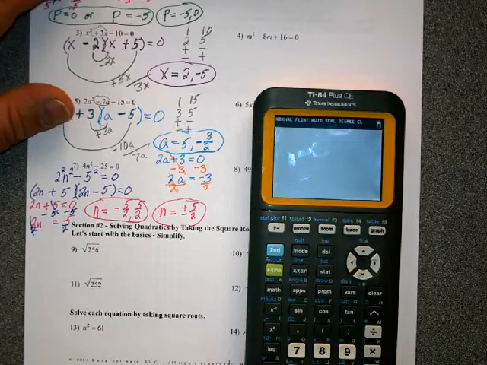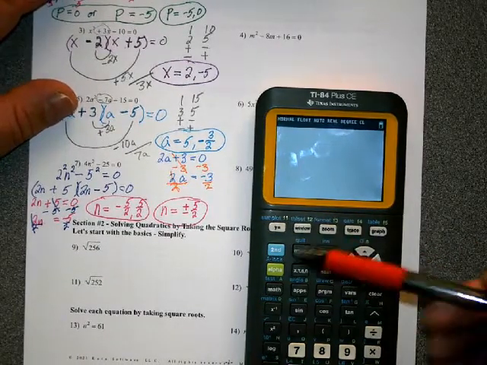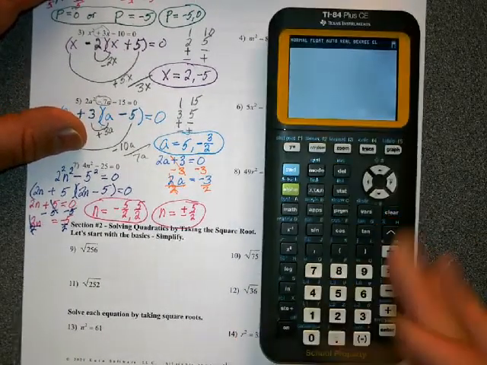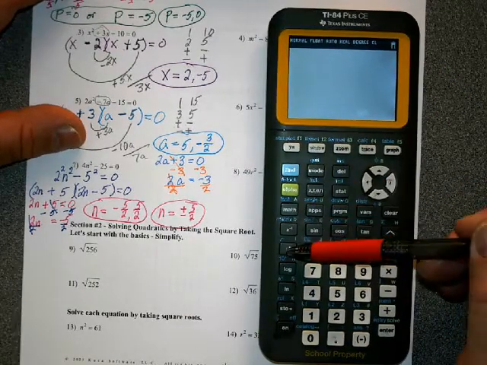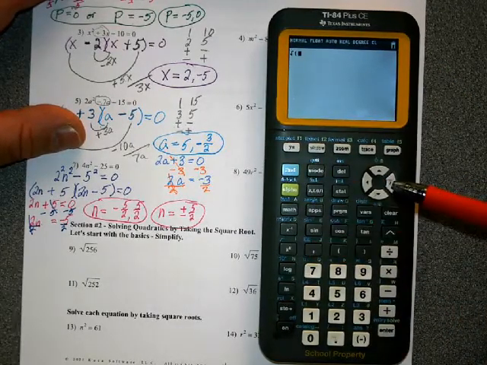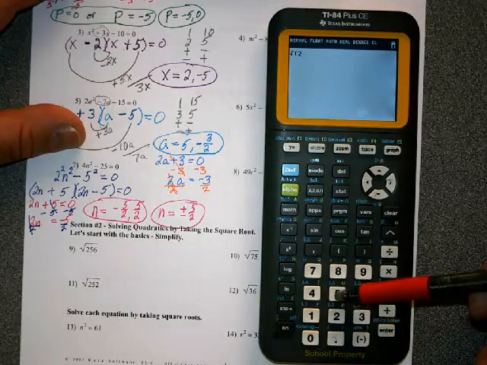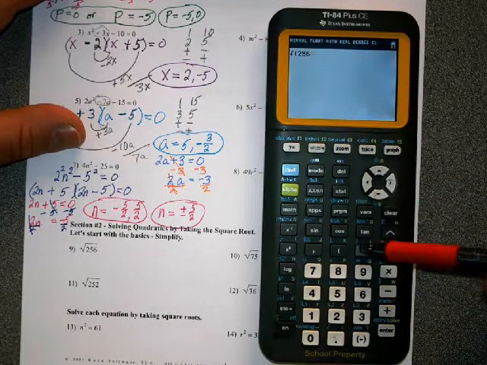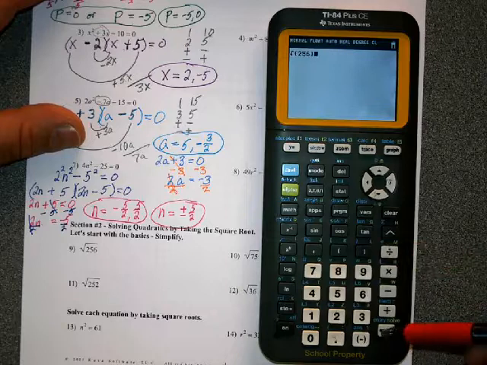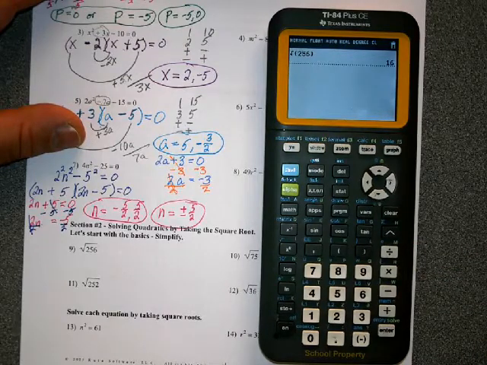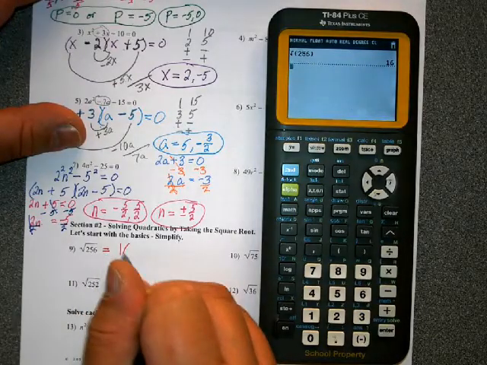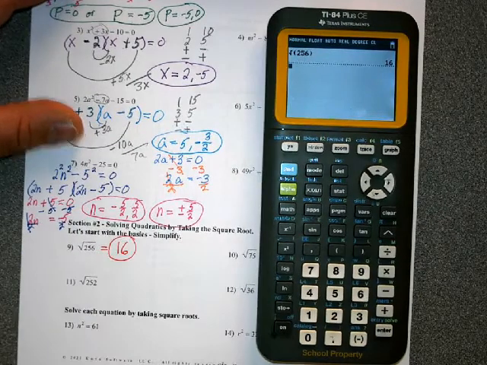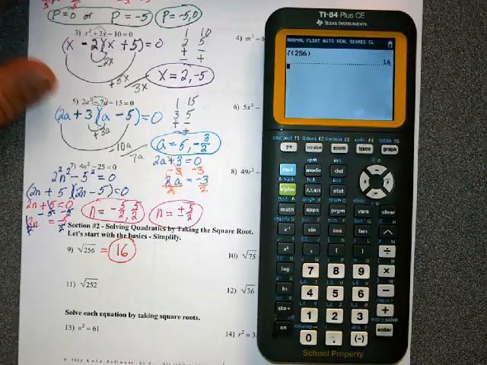So I'm going to take the square root by hitting the second key. Okay, so hit the second key and the x squared button. That brings up the square root. I'm going to put 256 in there. And I'm going to hit enter. And I get the whole number 16. So the square root of 256 equals 16. Got lucky on that one.